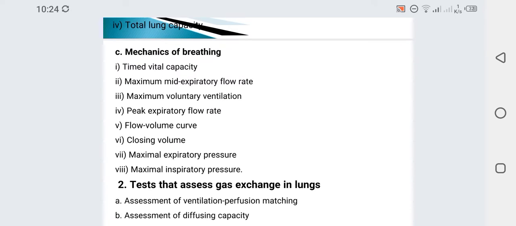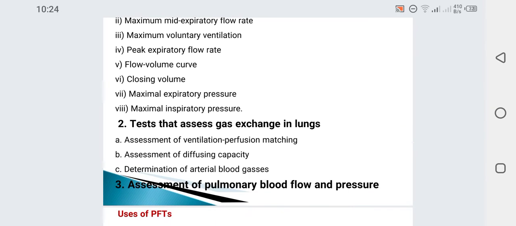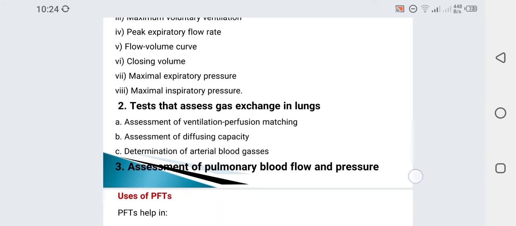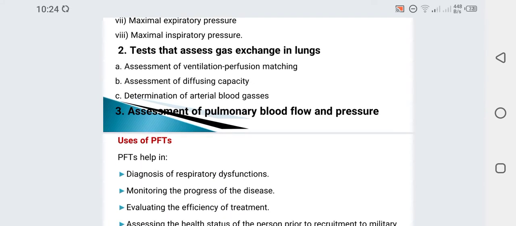Mechanics of breathing include the timed vital capacity, maximum mid expiratory flow rate, maximum voluntary ventilation, peak expiratory flow rate, flow volume curve, closing volume, maximum expiratory pressure, and maximum inspiratory pressure. For the assessment of gaseous exchange, we do assessment of ventilation perfusion matching, assessment of diffusion capacity, and determination of the arterial blood gases. Third comes assessment of pulmonary blood flow and pressure.